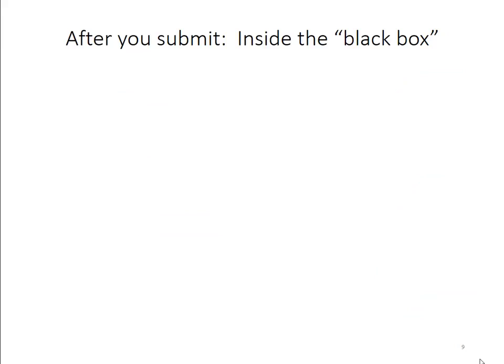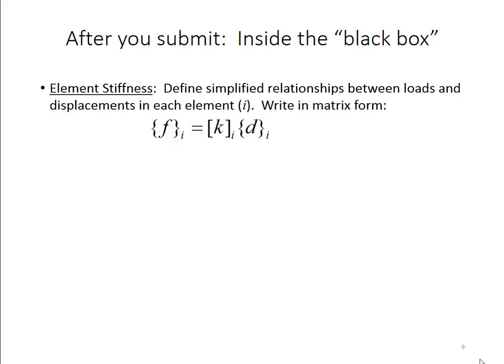Okay, so now let's talk about what happens once the user submits a job. What is the black box doing? So first off, the computer will identify the element stiffness relationship inside every single element that you have defined.